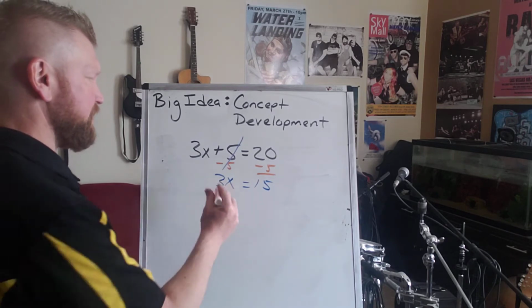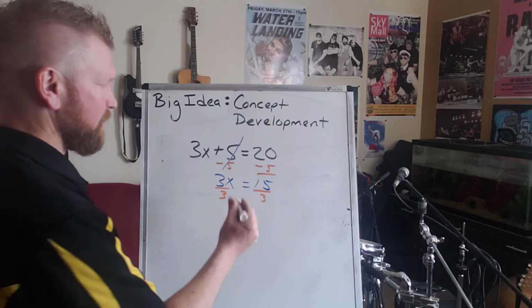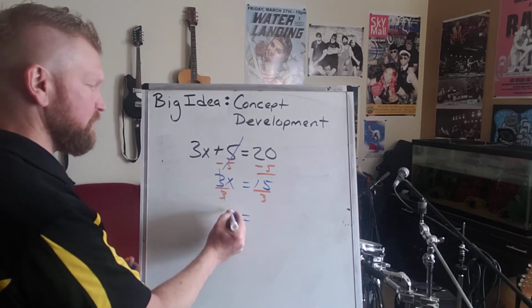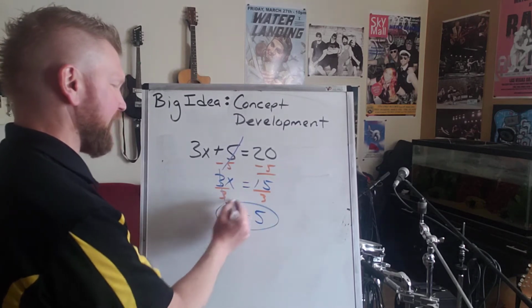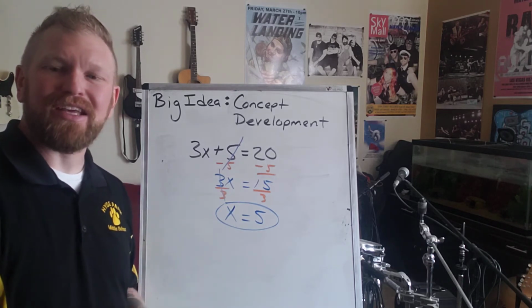Okay, the next step. Divide this side by 3, divide this side by 3. 3 divided by 3 is 1, so you have 1x, which is just x. 15 divided by 3 is 5. We know that x equals 5. But the question is, how do you get to that level? How do you get to that step?